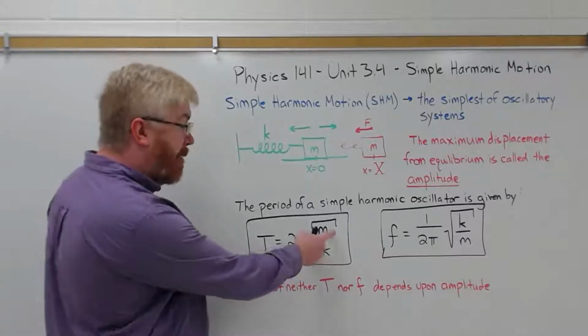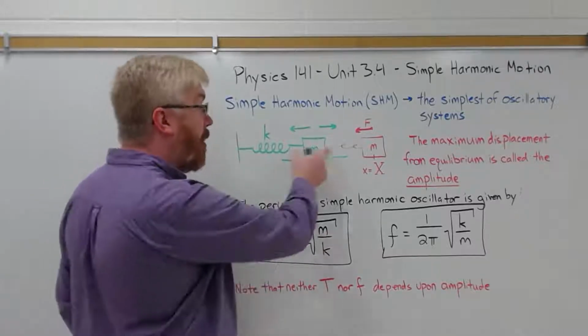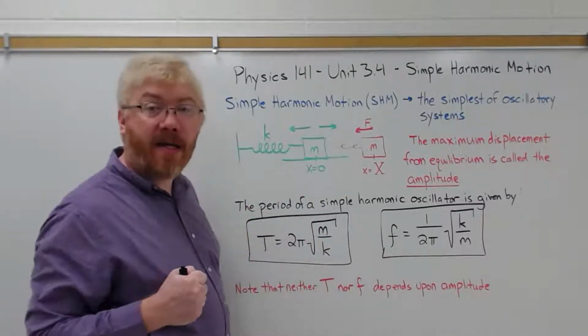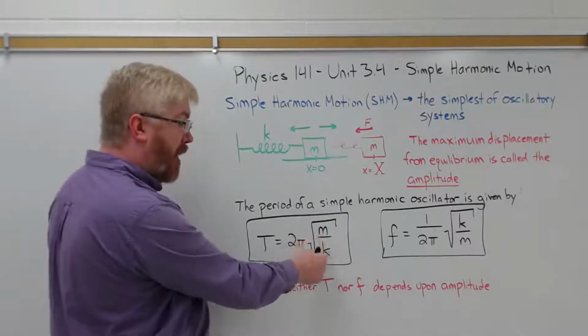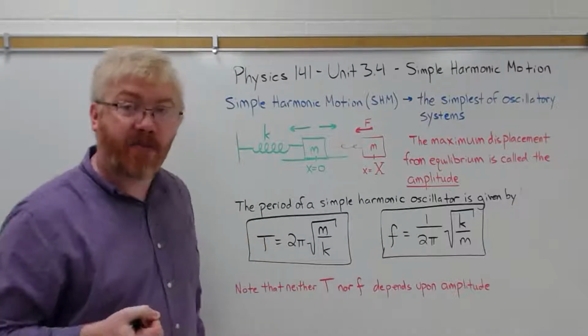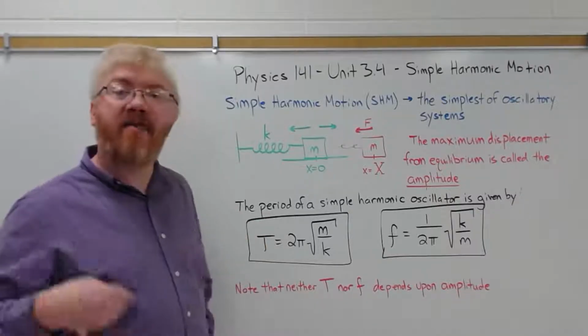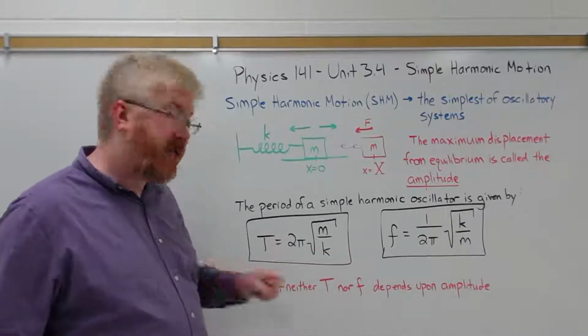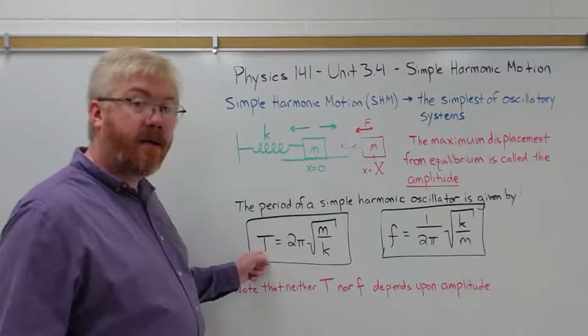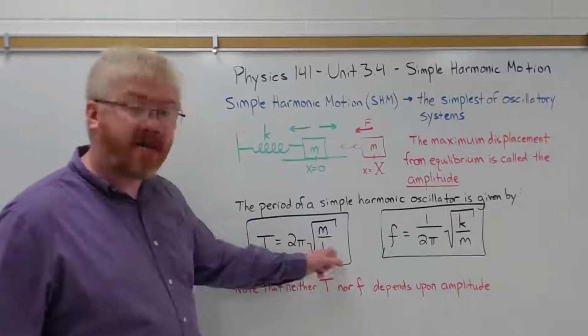So again, the bigger the m, the bigger the period, the harder it is to move that mass and harder it is to slow it down. And it's proportional to the square root of m over k, where k is the stiffness of the spring. If the spring is very stiff, then it has a smaller period. If the spring is not very stiff, it has a bigger period.